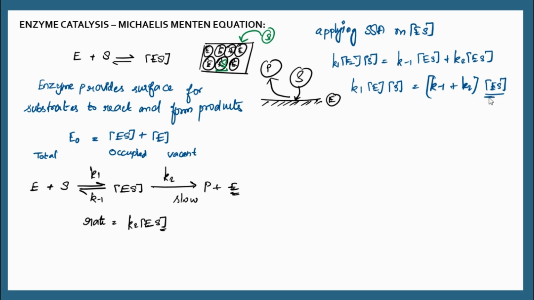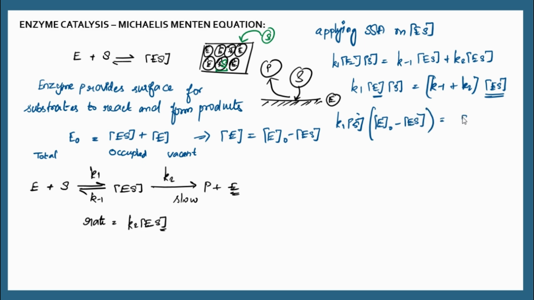சரியா, ஸோ நம்ம ஃபைண்ட் அவுட் பண்ணணும், concentration of ES ஃபைண்ட் அவுட் பண்ணணும். ஓகே, and then now we can substitute this value. ஸோ concentration of E we can also write it like, எவ்வளோ வேக்கண்ட் என்சைம்ஸ் இருக்கும்னு பார்த்தீங்கன்னா, total minus occupied. So if you substitute this value, this is going to be equal to K1 concentration of S into initial concentration of enzyme minus occupied enzymes, which will be equal to concentration of ES times K minus 1 plus K2.